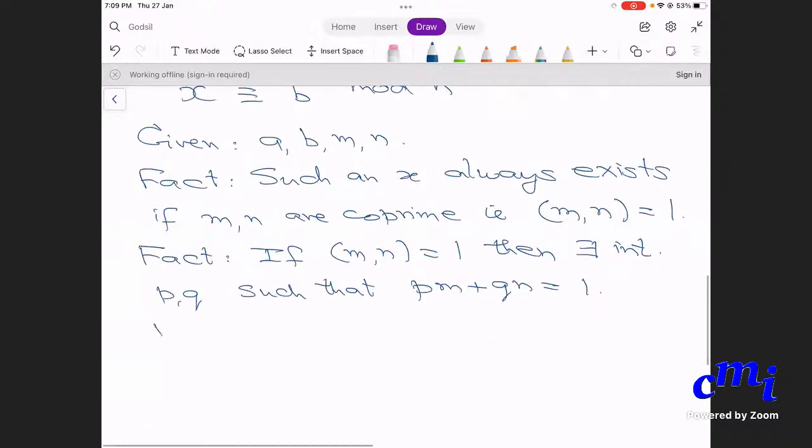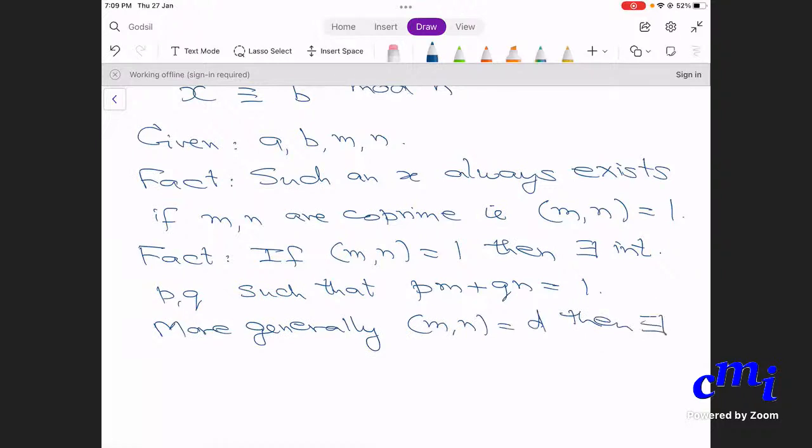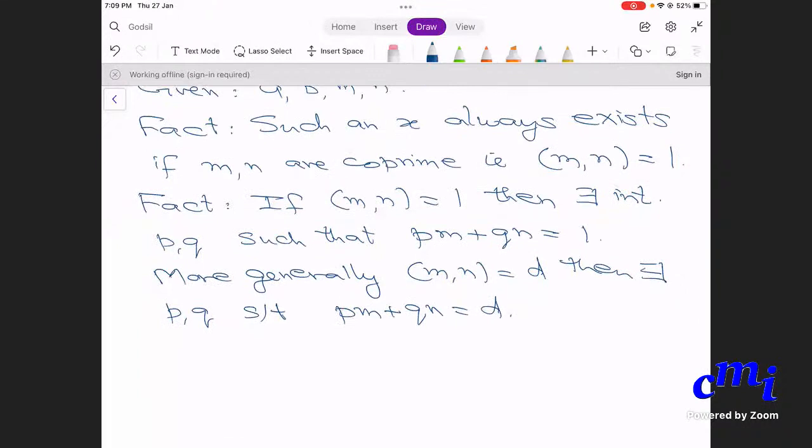In fact, more generally, if the GCD of m and n is some d, then there exist p and q such that pm plus qn is d. So let's assume first that we are able to find such p and q. I'll discuss how to find them in a second.